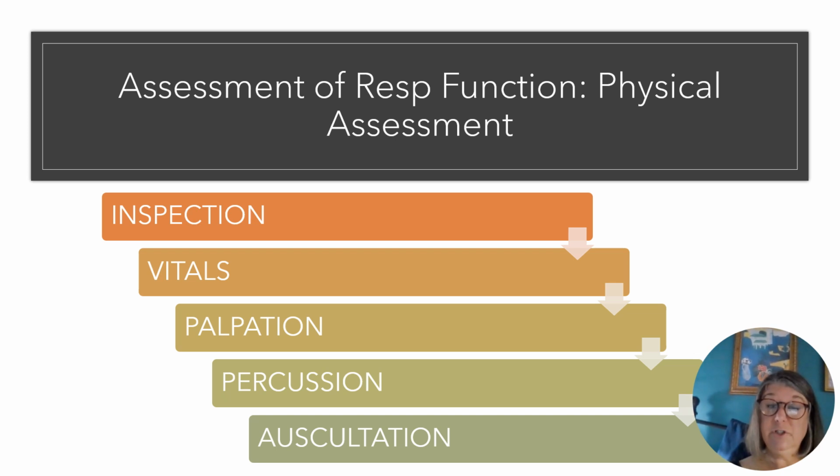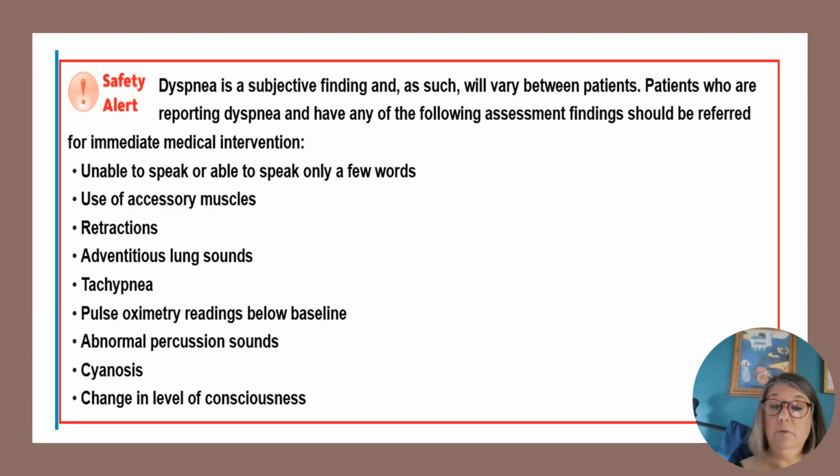Assessment of respiratory function, our physical assessment, normal things: inspection, vitals, palpation, percussion, and auscultation, all the normal stuff. We're going to want to think about level of consciousness as well, because if our person is hypoxic, the brain can be short of oxygen. And anytime the brain is short of oxygen or has a buildup of CO2, you get changes in level of consciousness.